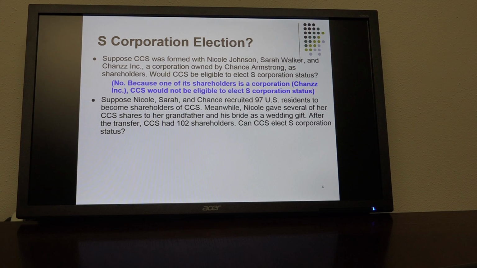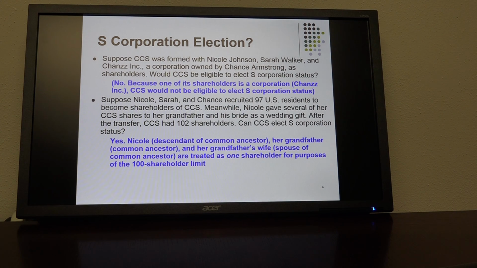Well, here, that's when you get into qualified family members owning stock. It's treated as one shareholder. And so Nicole, her grandfather, and his bride would be considered one shareholder. So there would actually only be, what, 100 shareholders. So understand this, it's not less than 100 shareholders, it's no more than 100 shareholders. So it's a 100 shareholder limit.